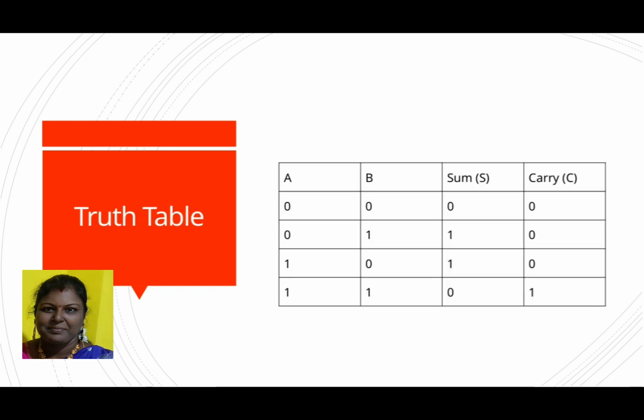Here we have a truth table for a basic binary addition operation. It shows two inputs, A and B, and the resulting outputs, the sum and the carry. When both inputs are 0, the sum and carry are 0. If one input is 1 and the other 0, the sum is 1, with no carry. But when both inputs are 1, the sum resets to 0, and the carry becomes 1. This simple table is the foundation for how computers add binary numbers.